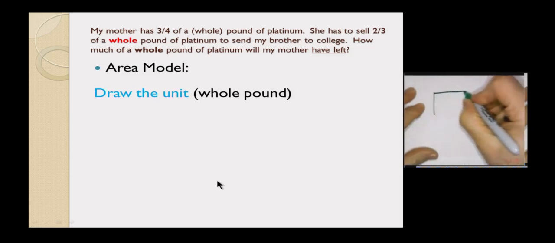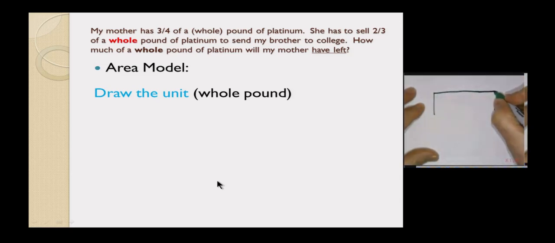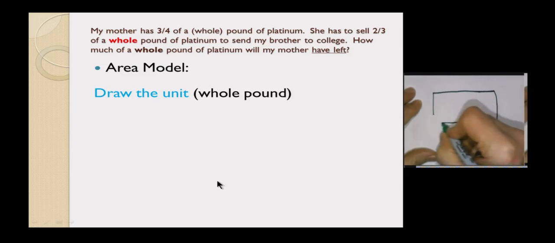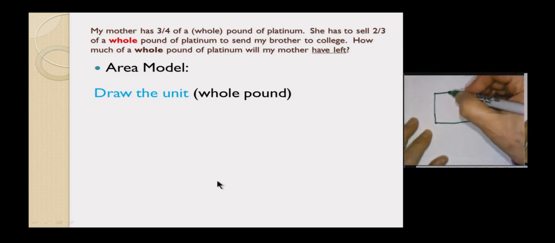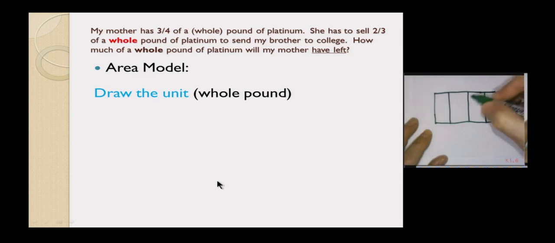I don't know what a pound of platinum looks like, but we're going to make it look like a rectangle. And my mother has 3/4 of a pound, so we need to see what fourths look like. And she has 3/4, so she does not have any platinum out here. Just to keep me from taking any platinum from out here when I have to sell the 2/3 of a pound. So I could shade this if I want, but I don't need to because I can see that I've got everything but that.